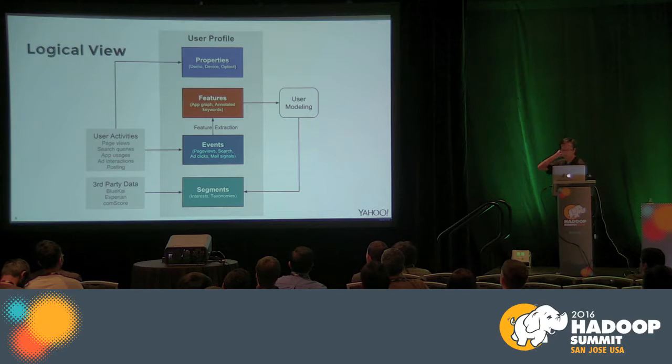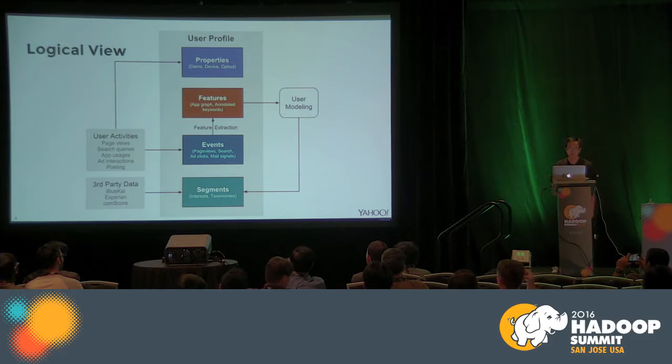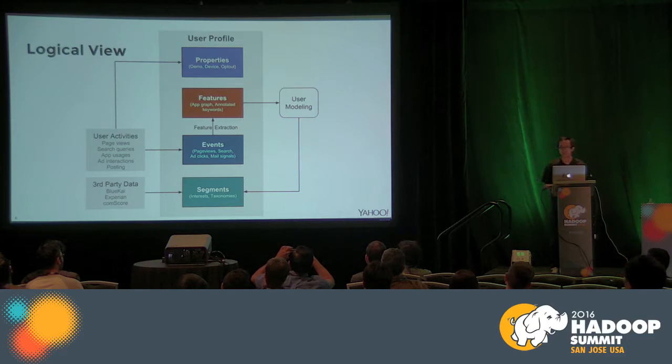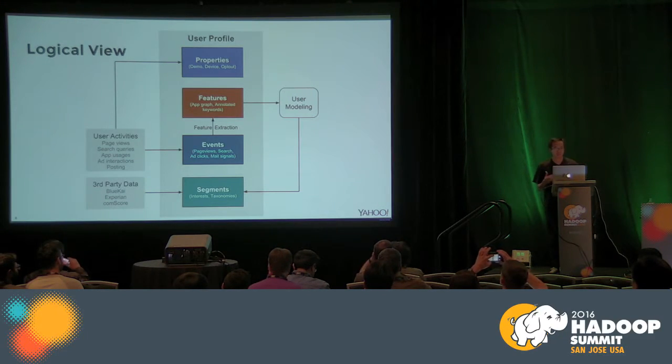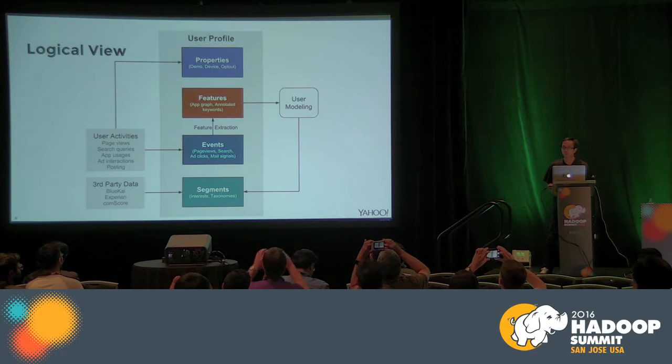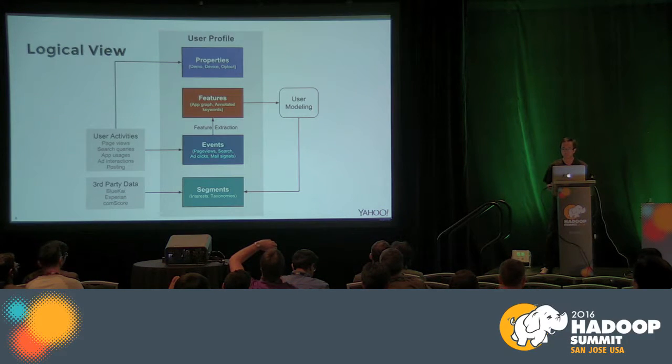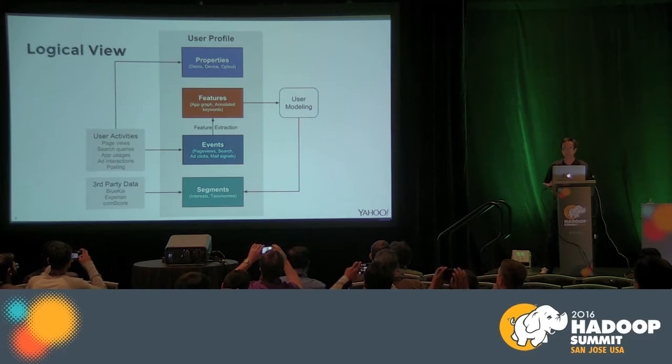Okay, so logically, this is how user profile looks. Lu will be talking about the physical implementation, how we are designing the HBase table to store the data. But logically, you can think of user profile as a large key value store, where the key is the user ID. The value is the aggregated user data over the past several days, 30 days, or 1 year, depending on the data type.